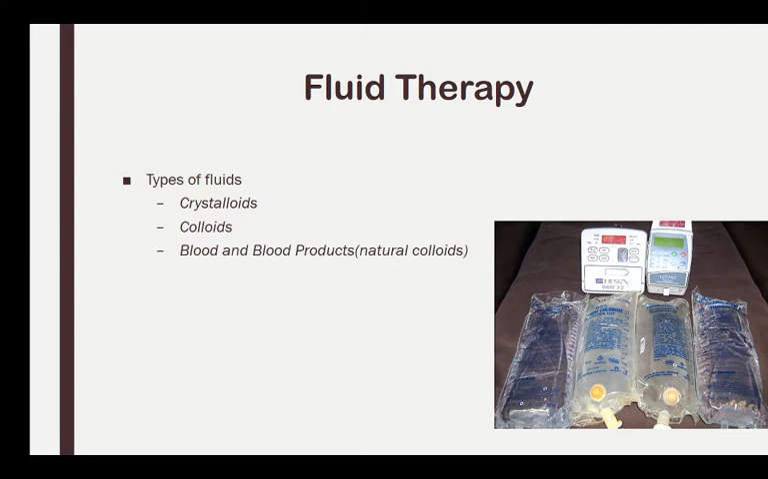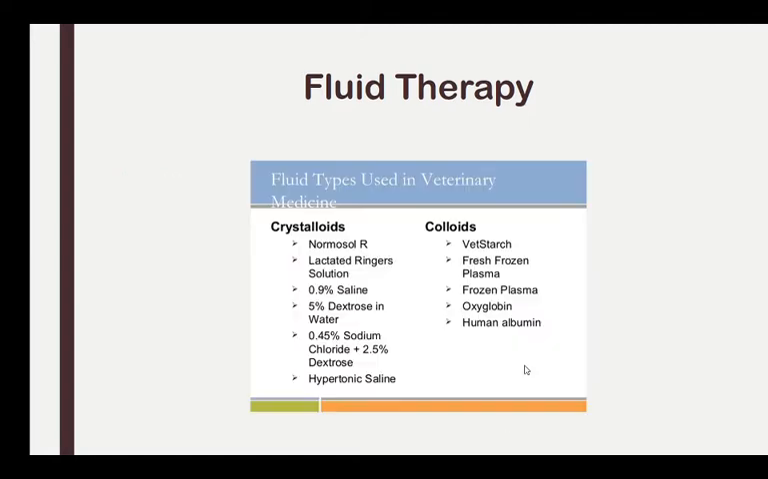Blood and blood products are natural colloids. They are designed to stay within the vascular system, often containing plasma and red blood cells. Oxyglobin is a blood product that has oxygen-carrying capability. So there's crystalloids, colloids, and blood products. The difference between them is something that you need to understand.